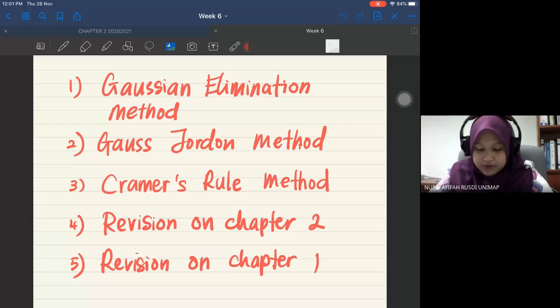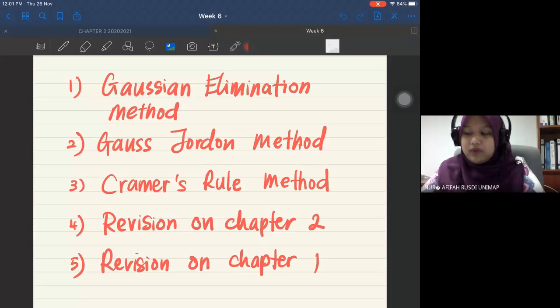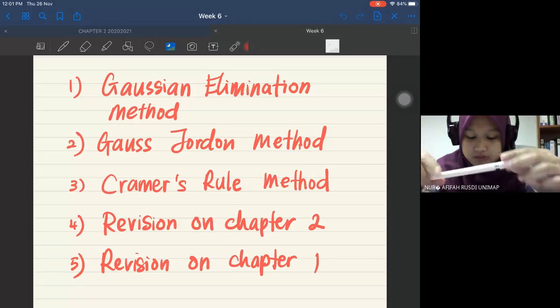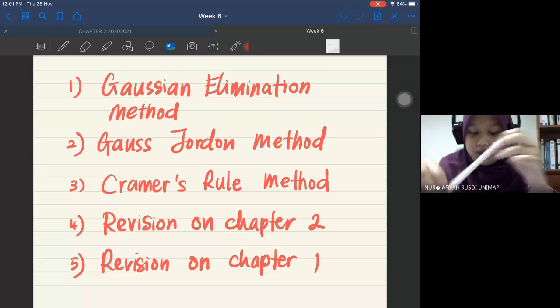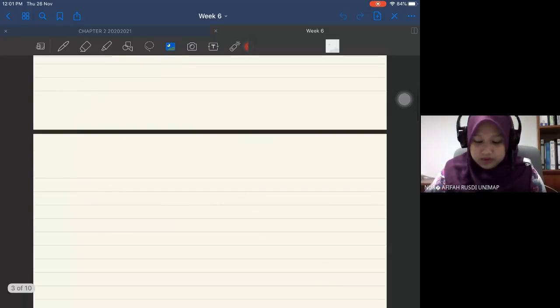Okay, so untuk hari ini kita akan continue with the last subtopic in math research. Math research which is macam mana kita nak solve system of linear equation. Okay, so sebelum tu kita revise sikit.